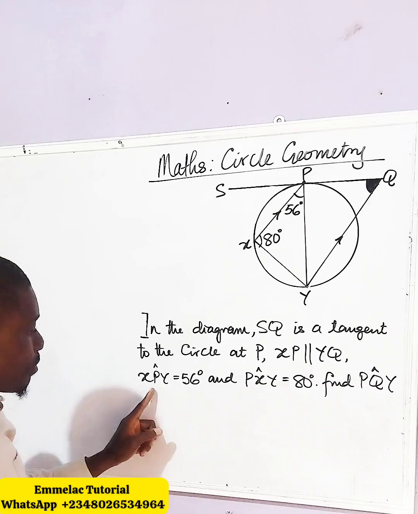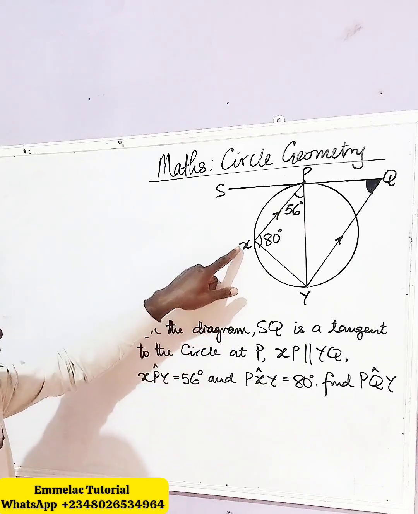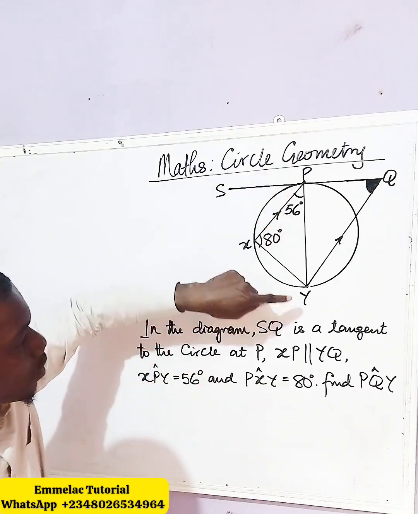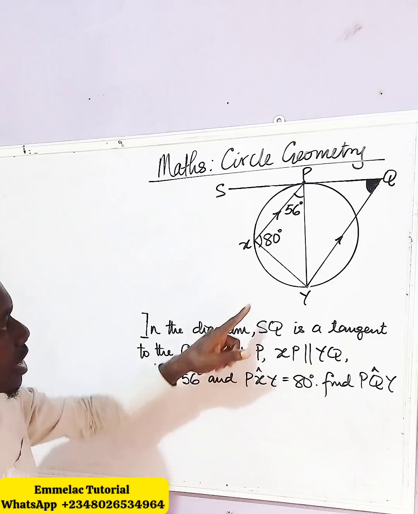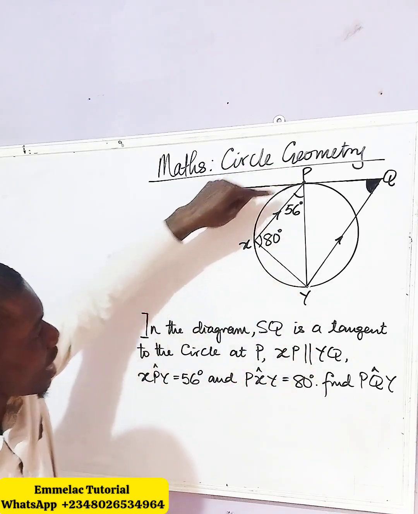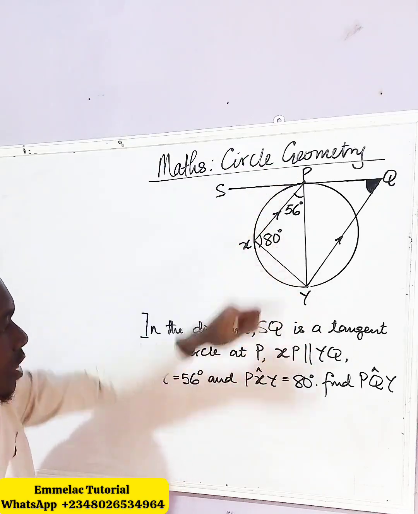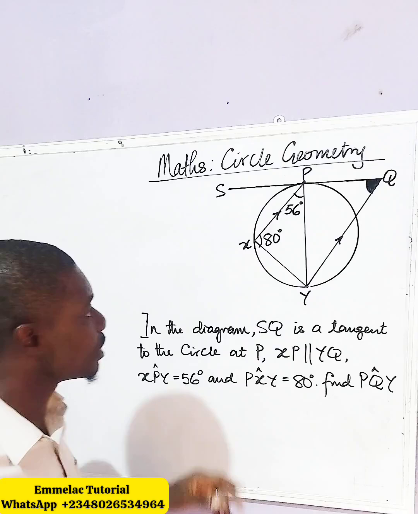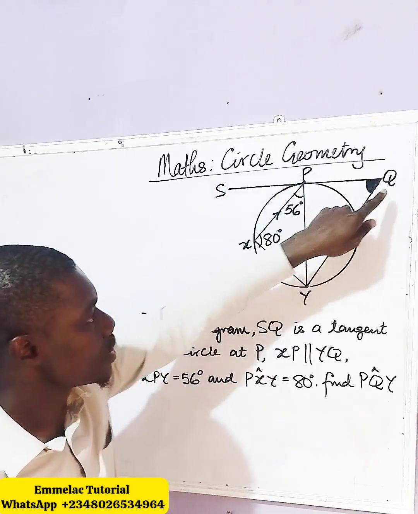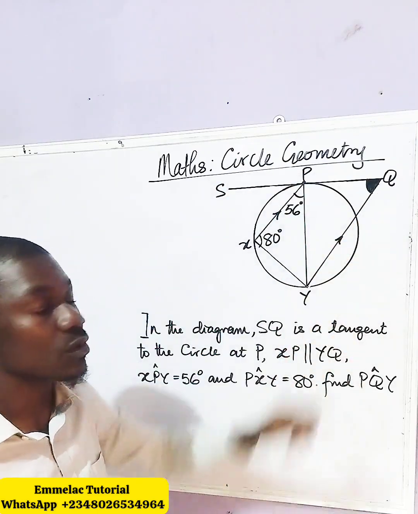Now XPY, which is this angle, is 56, and PXY is 80. We are told to find PQY. And where is that PQY? That is PQY, so this angle.